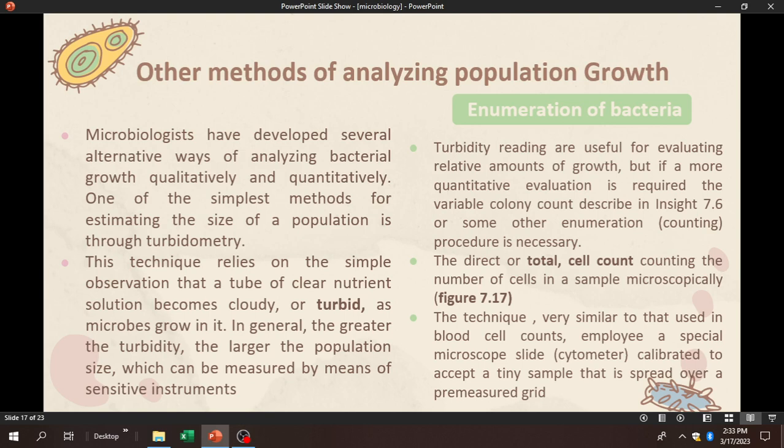The direct or total cell count involves counting the number of cells in a sample microscopically, as in Figure 7.17. This technique, very similar to that used in blood cell counts, employs a special microscope slide or cytometer calibrated to accept a tiny sample that is spread over a pre-measured grid. The cell count from a cytometer can be used to estimate the total number of cells in a larger sample, for instance, of milk or water. One inherent inaccuracy in this method, as well as in spectrophotometry, is that no distinction can be made between dead and live cells, both of which are included in the count.